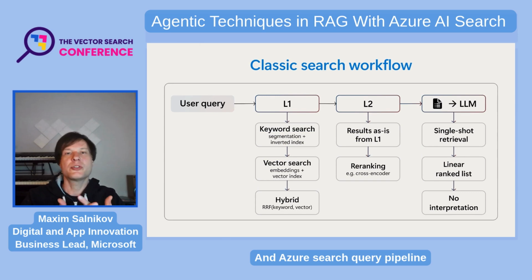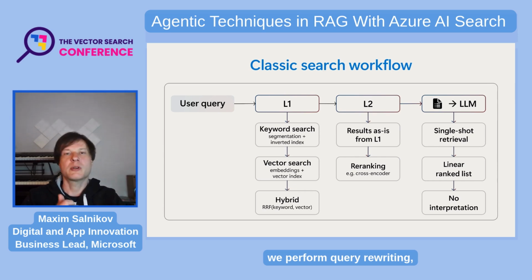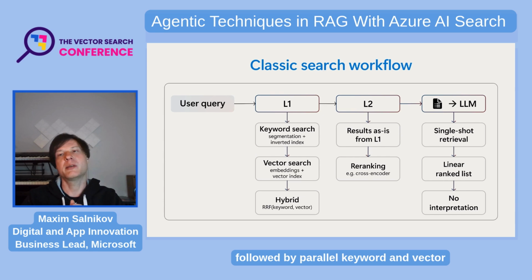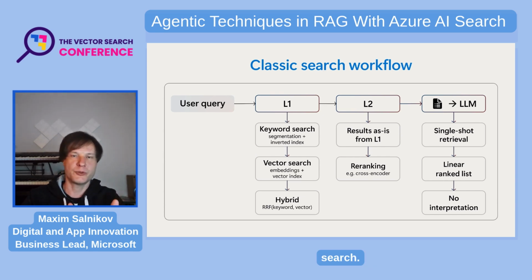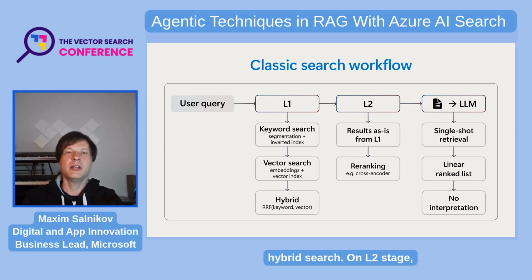And Azure Search Query Pipeline has continuously improved over the years, starting with keyword search, then adding vector search, query rewriting, and re-ranking. The process involves an L1 stage and L2. On L1, we perform query rewriting followed by parallel keyword and vector search. And these results then merged using hybrid search. On L2 stage, we take these merged results and re-rank them.